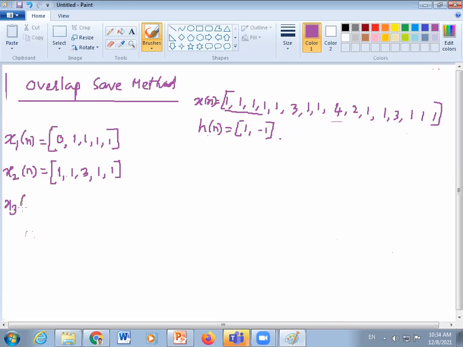Then x3 of n will be equal to this number, which will be here again as the first sample. Then again followed by 4, 2, 1, 1. Okay. Then x4 of n is equal to this one, which will be again as the first number 1. Then again 3, 1, 1, 1.